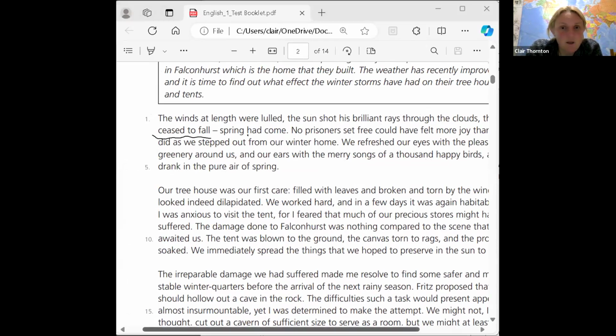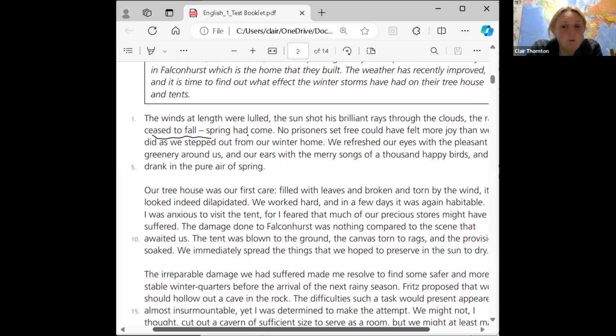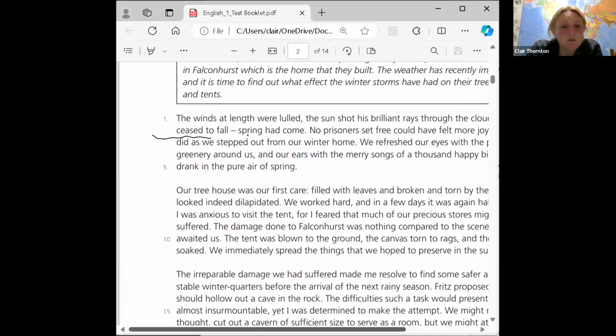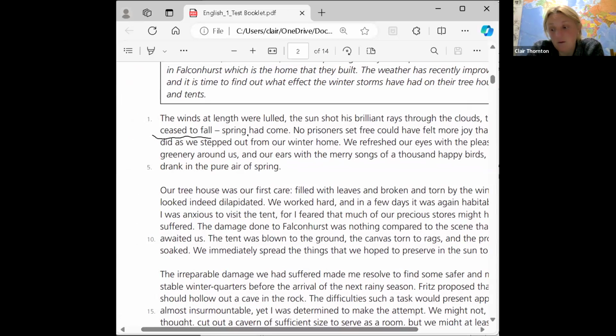"No prisoner set free could have felt more joy than we did as we stepped out from our winter home. We refreshed our eyes with the pleasant greenery around us and our ears with the merry songs of a thousand happy birds and drank in the pure air of spring." Now, I would say that is a reference to water as well. So let's go back. Why has the author chosen to do all that? And is there any other part of the text that we can use to help us with that?